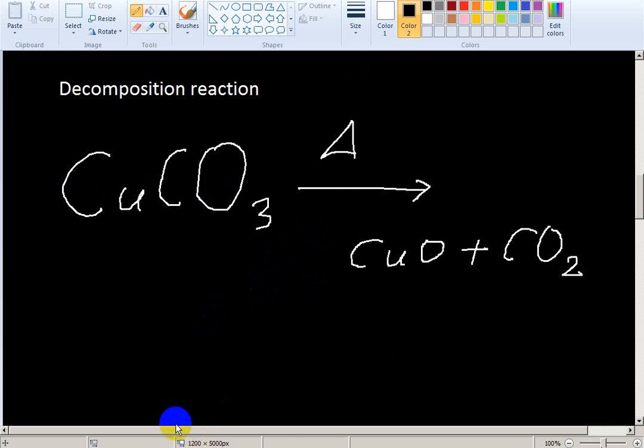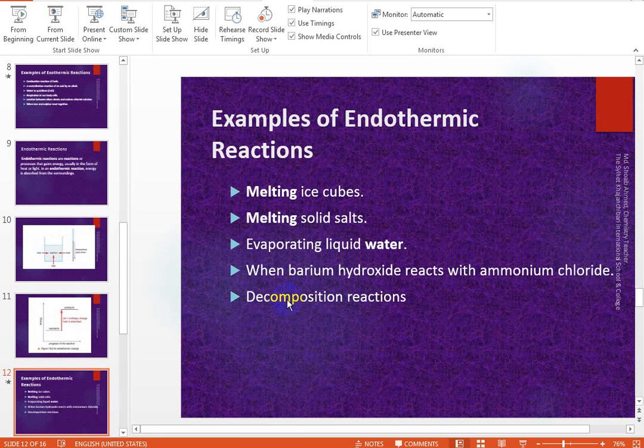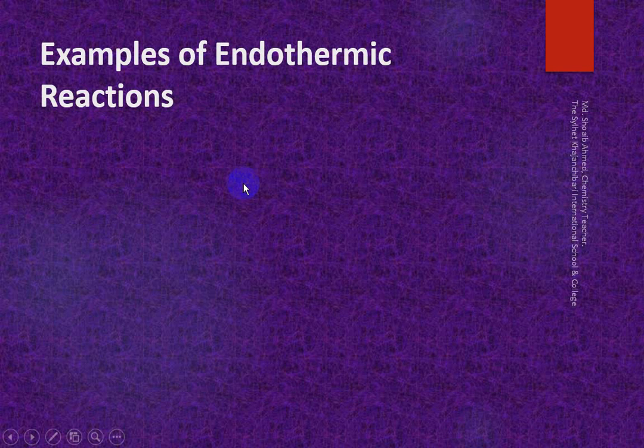So all decomposition reaction is this is the melting of solid salt. This is the melting of solid salt, melting here.